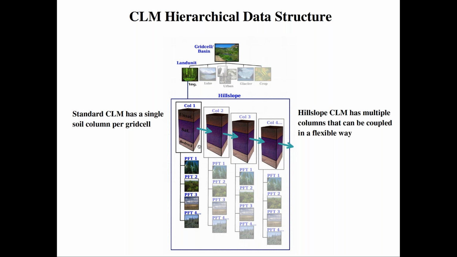So for this project, for the hillslope hydrology, what we wanted to do was to leverage the existing data structure, because implementing a new data structure or expanding it can be difficult from a software engineering perspective. But here we're essentially adding multiple columns within a particular land unit and coupling those columns together so that there's communication between the columns, and we can pass water between the columns to represent the lateral subsurface flow. And these columns can all have different properties. They can have different soil depths, different areas, and different elevations, etc.